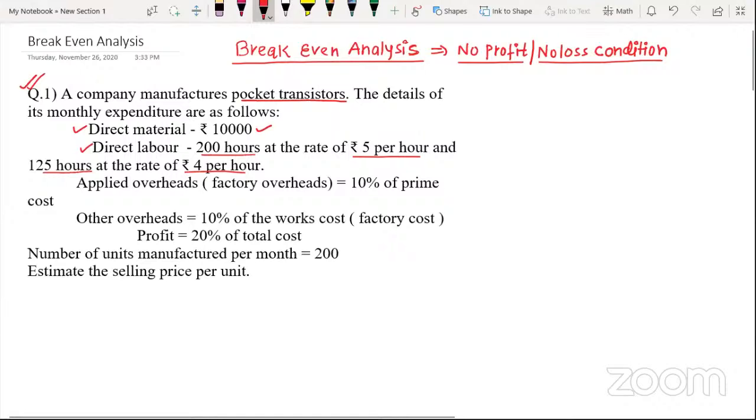Next, they have given that applied overhead, also known as factory overheads, equals 10% of the prime cost. We will understand what this prime cost is now. The other overheads are 10% of the works cost, also known as factory cost. The profit is 20% of the total cost. The number of units manufactured per month is 200, and they are asking us to estimate the selling price per unit.